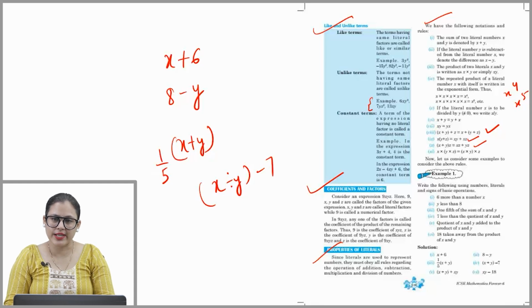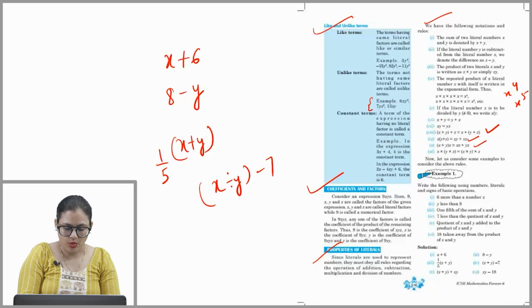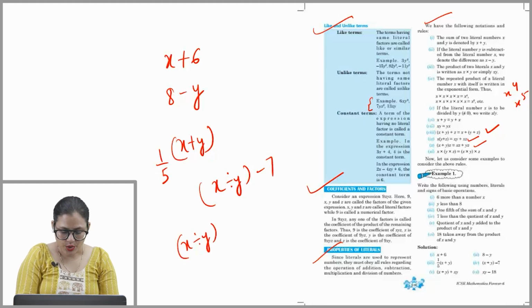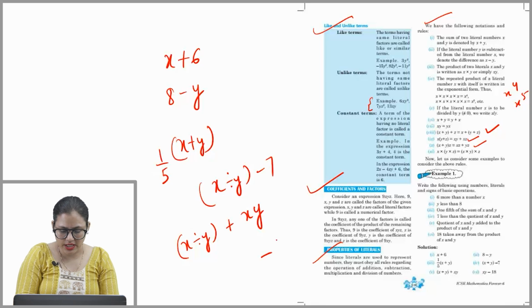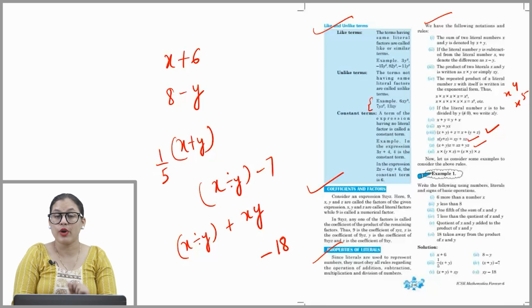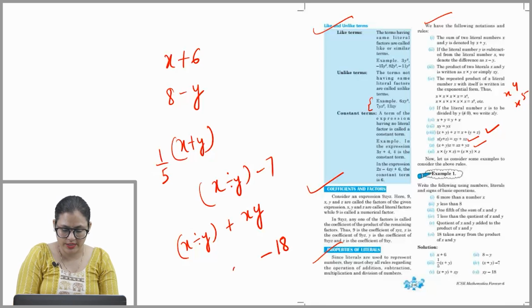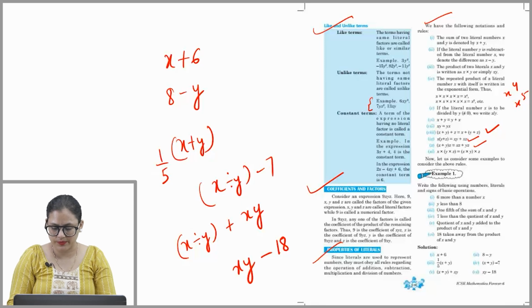Next, 5. Quotient of x and y added to the product of x and y. Quotient of x and y added to the product of xy, right? Next, 18 taken away from the product of x and y. 18 taken away, that is minus 18, taken away from the product of x and y, that is xy minus 18.